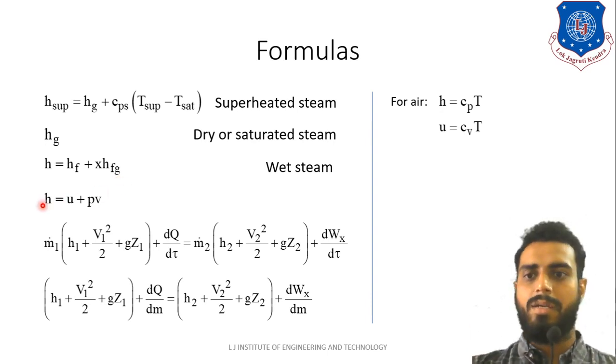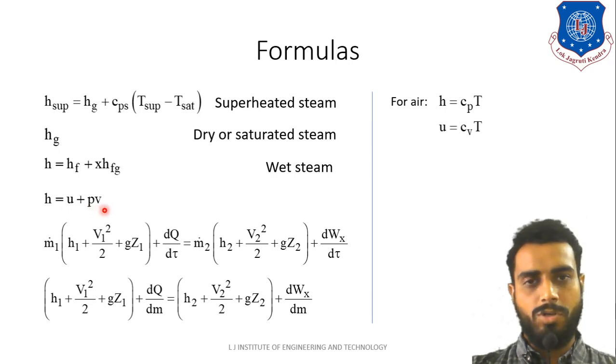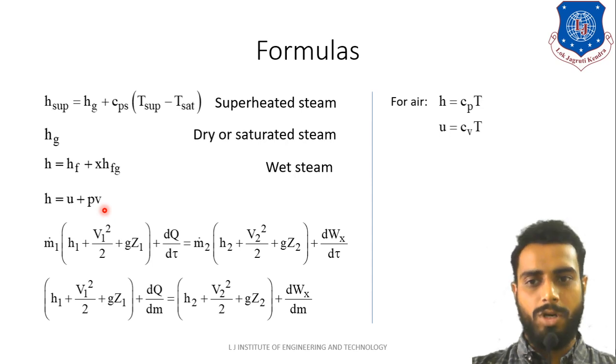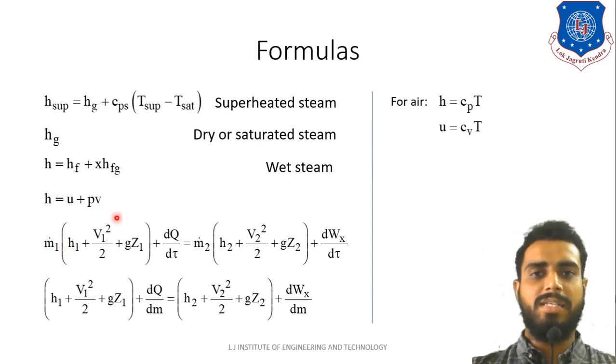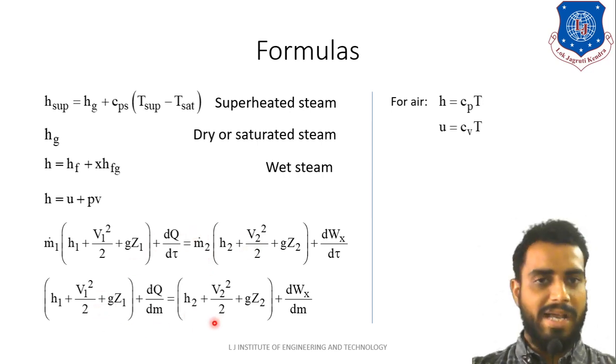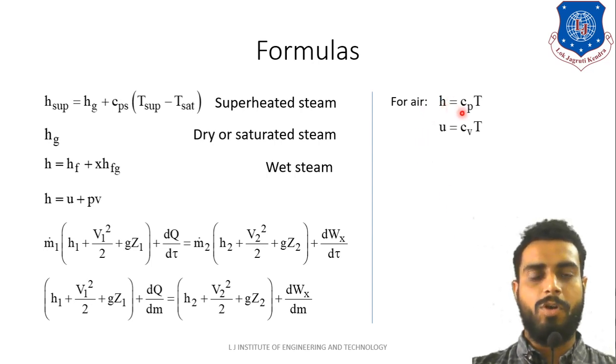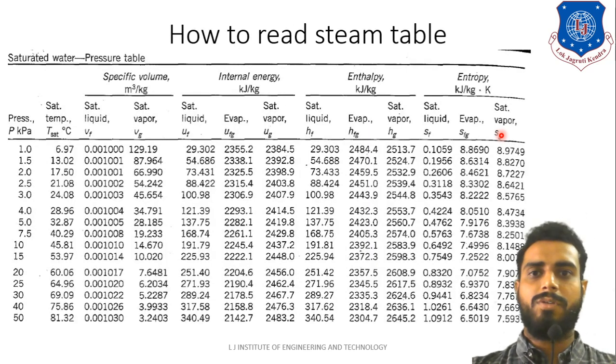That is latent heat. H is equal to U plus PV also, that is the summation of internal energy and the product of pressure and volume. Further, you can see that the steady flow energy equation is written in the form of time and the steady flow energy equation is written in the form of mass. And further, for air you can write enthalpy as the product of specific heat at constant pressure Cp into temperature T, and U is equal to Cv into T. Remember students, always take the temperature in Kelvin. Okay, so let us start.